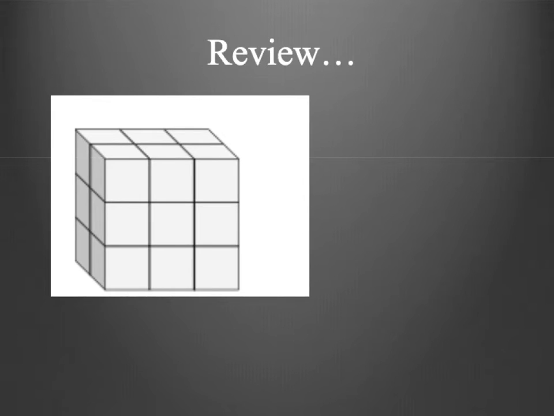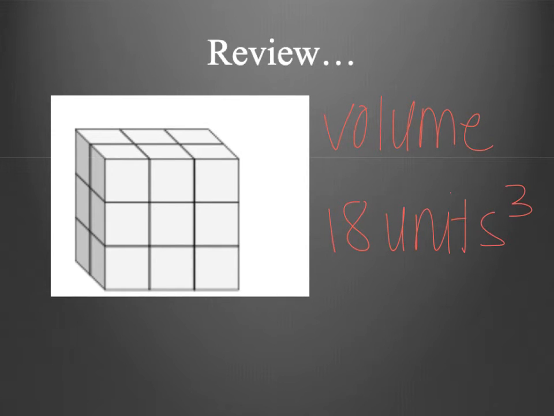Okay, so let's review. We talked first about how we could find the volume of a shape. And one way that we could find the volume of the shape was by counting the squares. So if I wanted to find the volume of this cube here, I could count the different squares. 1, 2, 3, 4, 5, 6, 7, 8, 9, 10, 11, 12, 13, 14, 15, 16, 17, 18, and I would know that the volume of this cube is 18 units cubed.